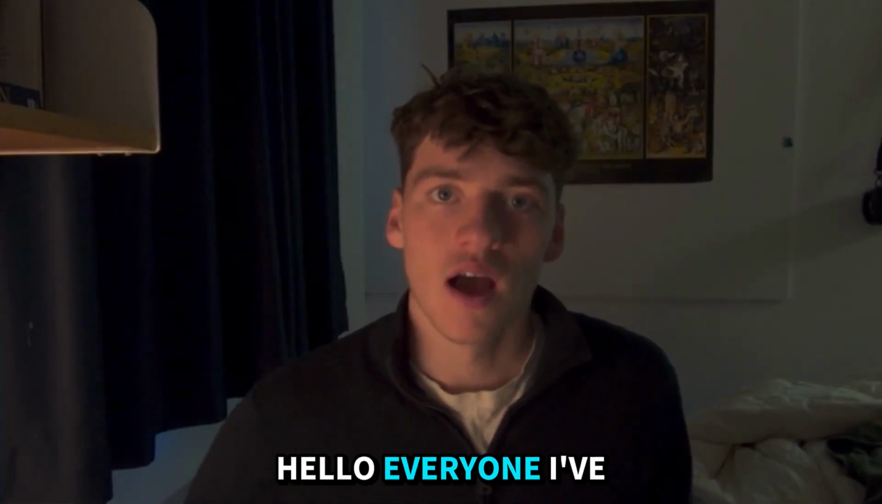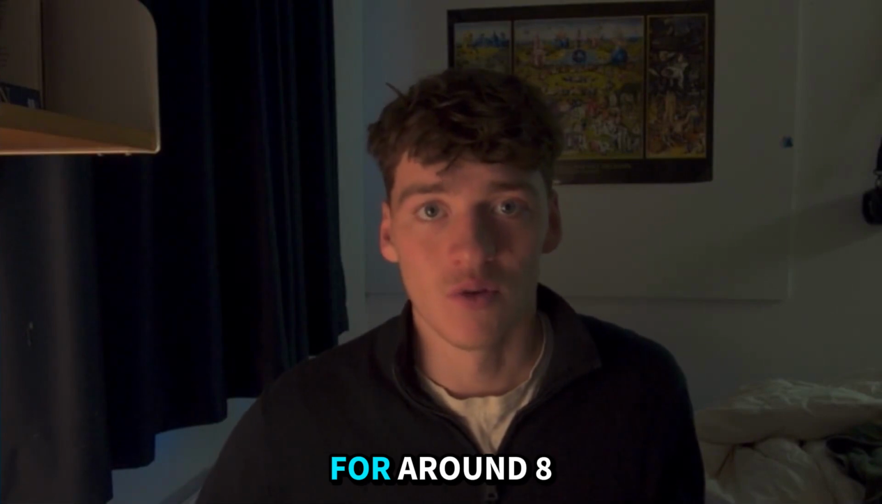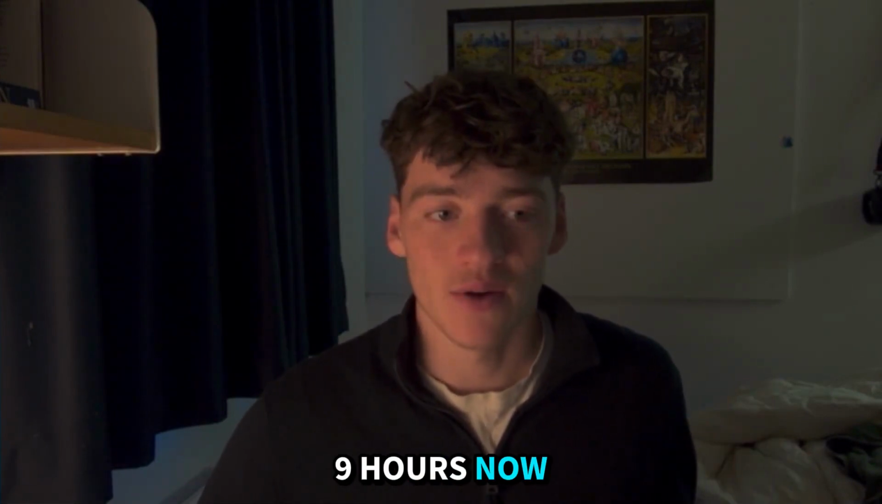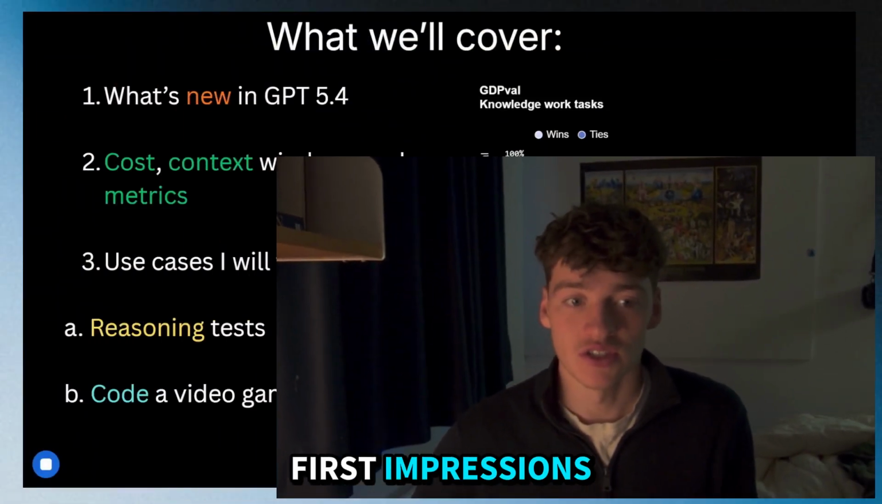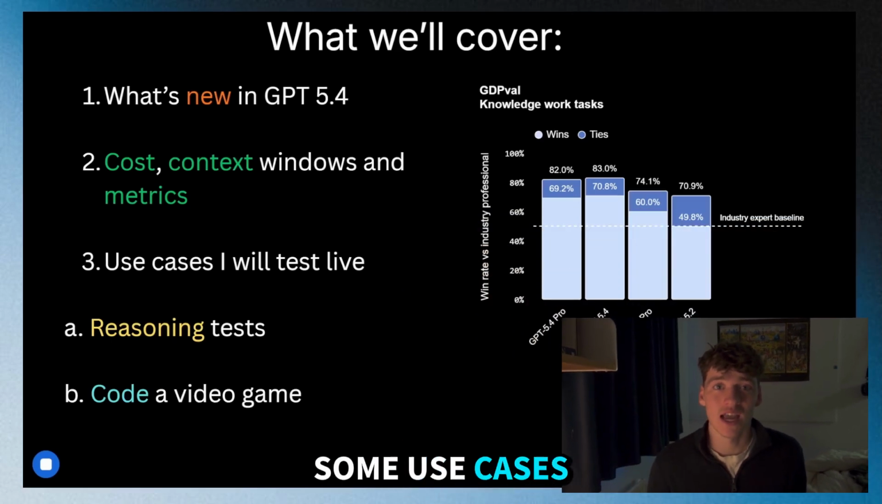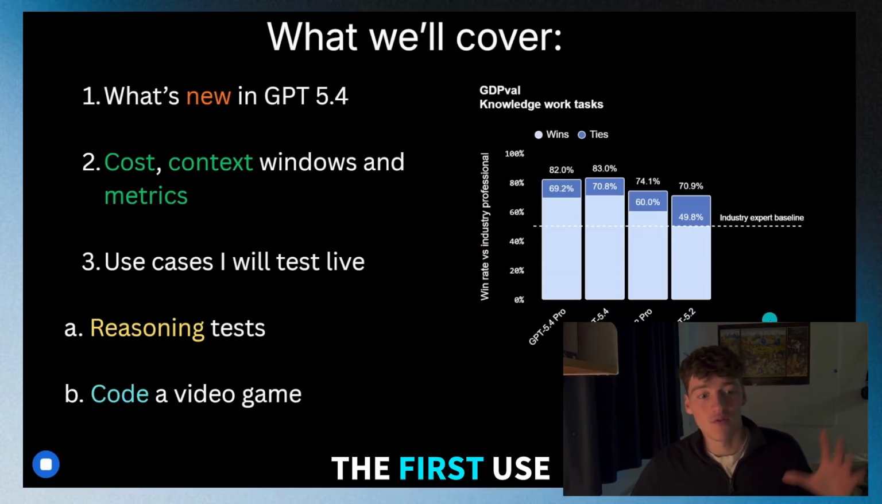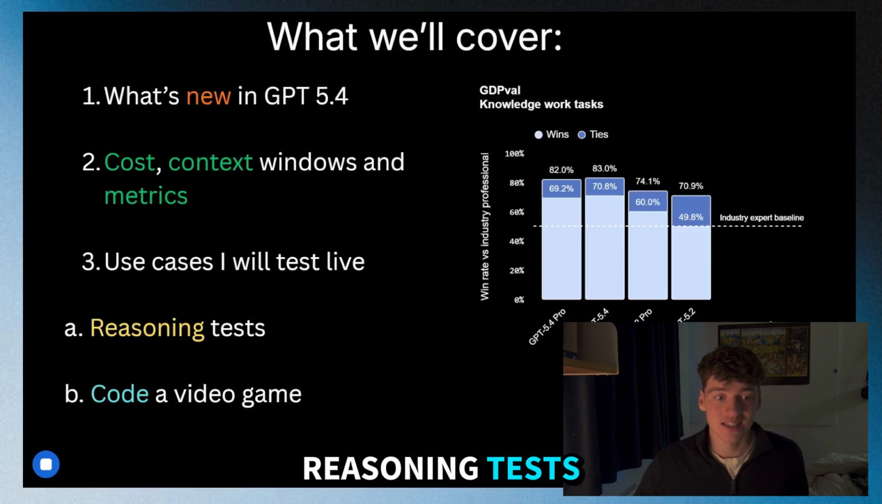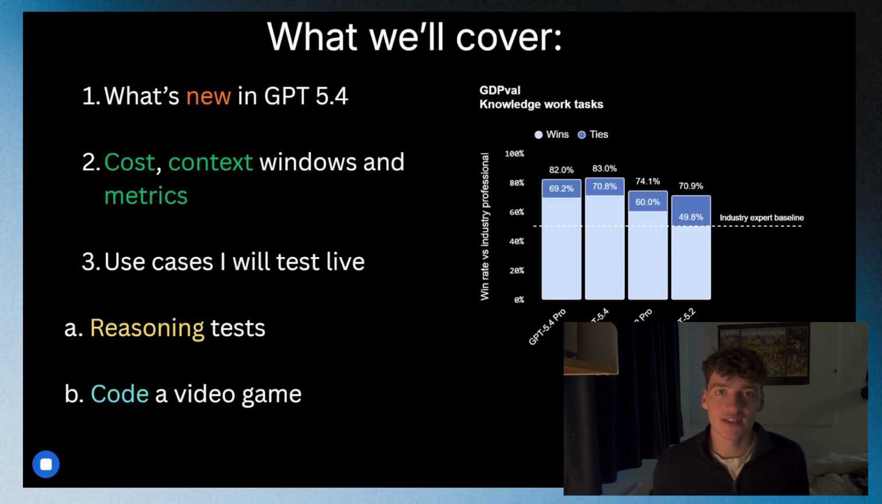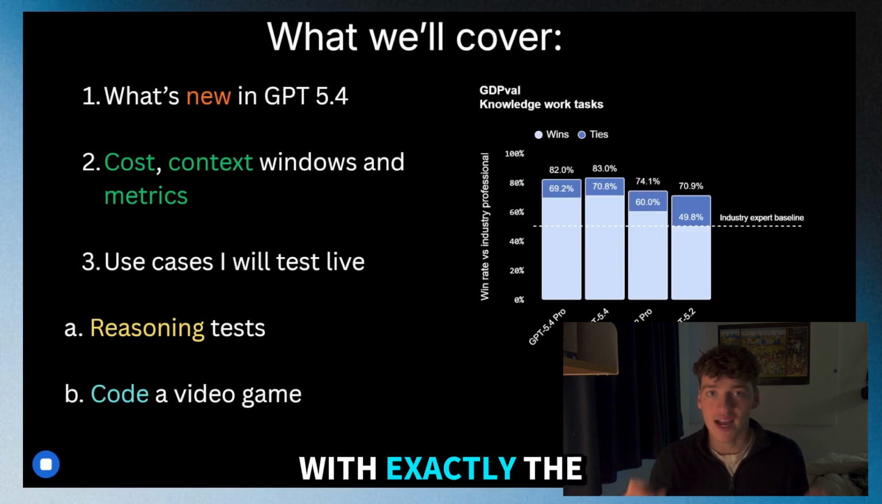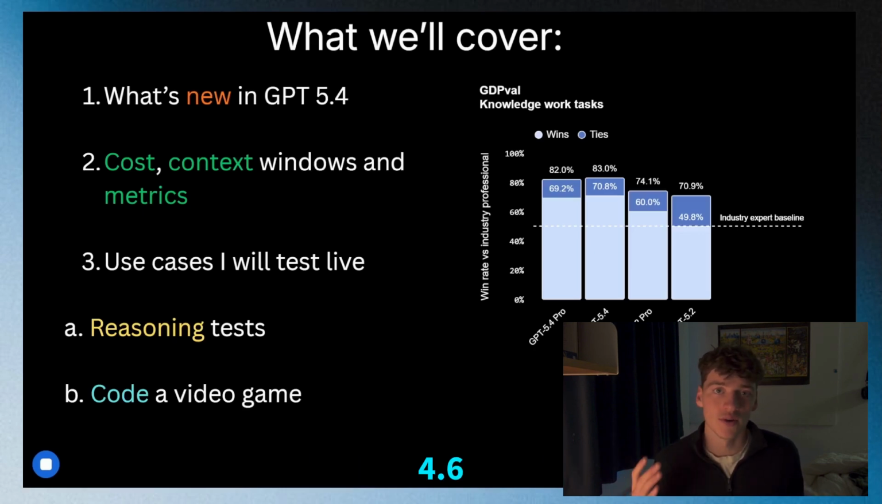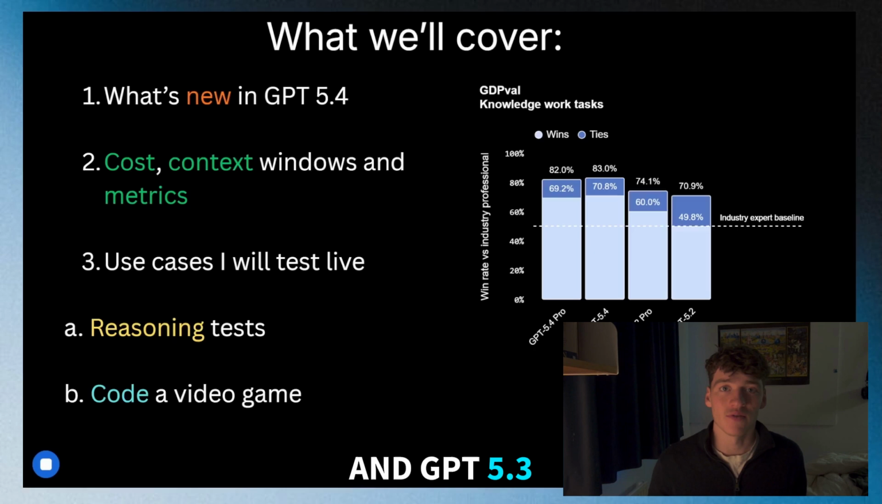Hello everyone, I've been playing around with GPT 5.4 since it's been released for around 8-9 hours now, and I wanted to share my first impressions and also run some use cases live in this video. The first use case will be reasoning tests, testing the intelligence and the way that it can think abstractly compared to Claude or Gemini. And the second test is going to be seeing how well GPT 5.4 does with exactly the same prompt I gave to Opus 4.6 and GPT 5.3 Codex.